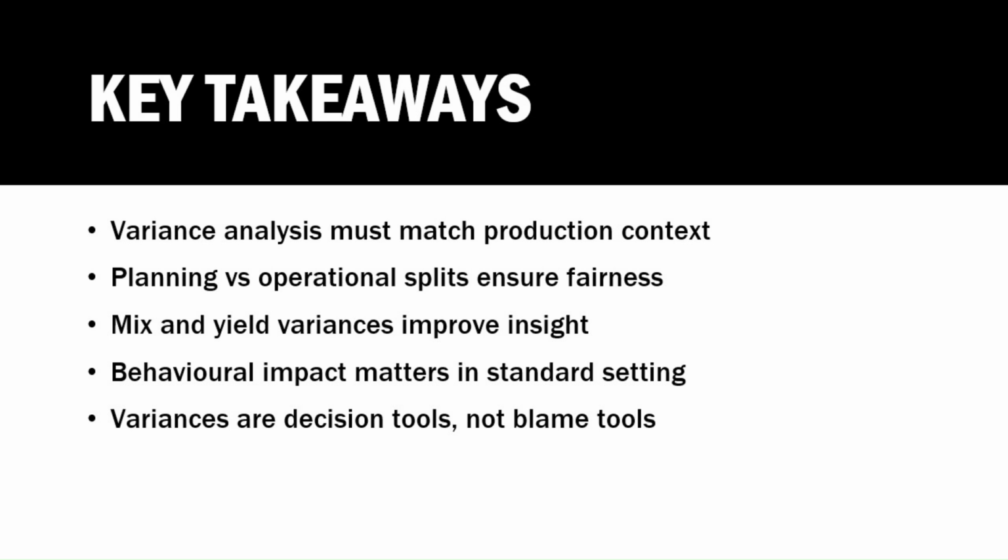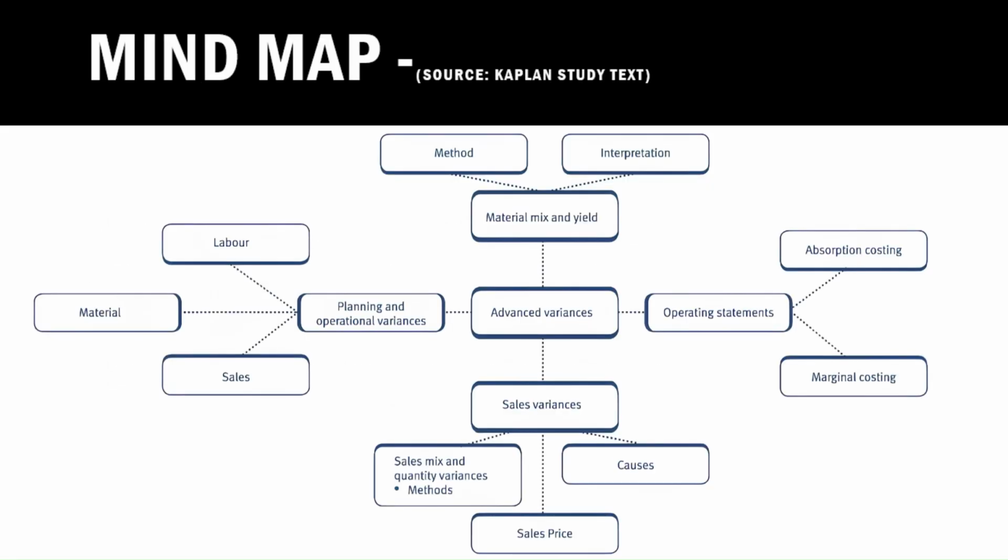In conclusion, variance analysis is not just about identifying differences, it is about understanding causes and improving performance. Use mix and yield to find inefficiencies, split planning and operational results for fairness, and always set realistic attainable standards. Variances are tools for learning, not for blame.